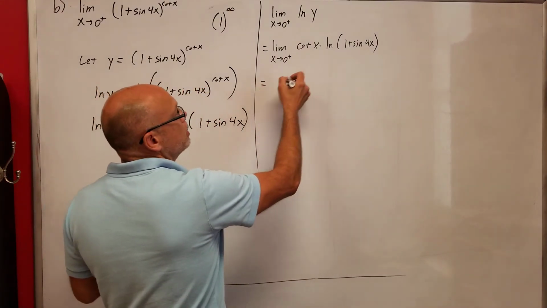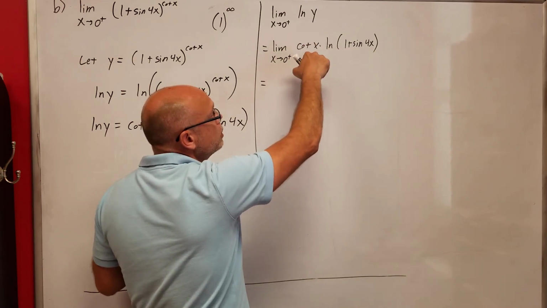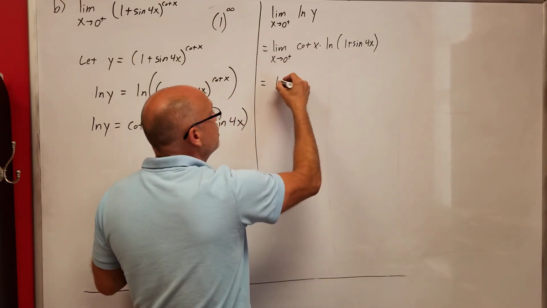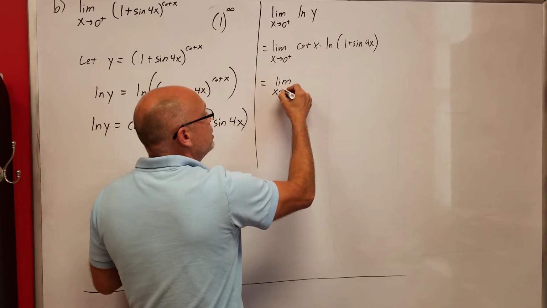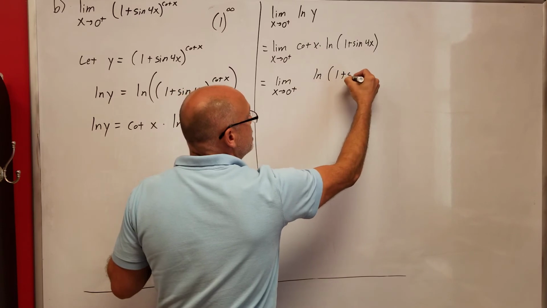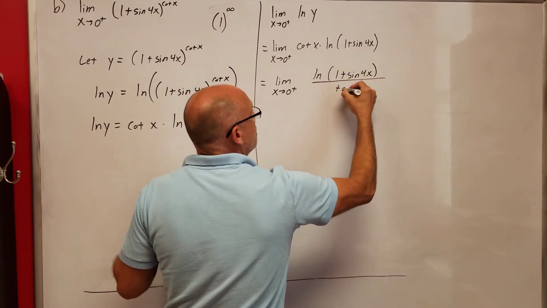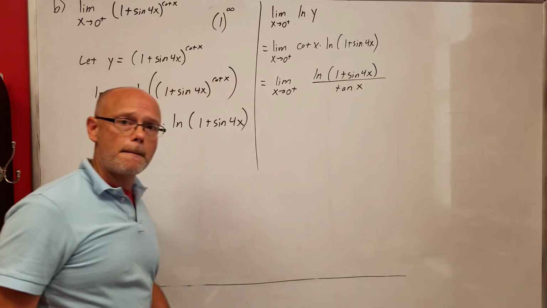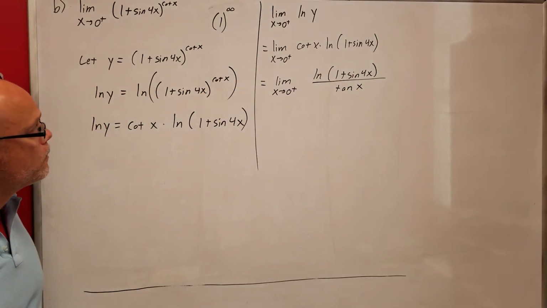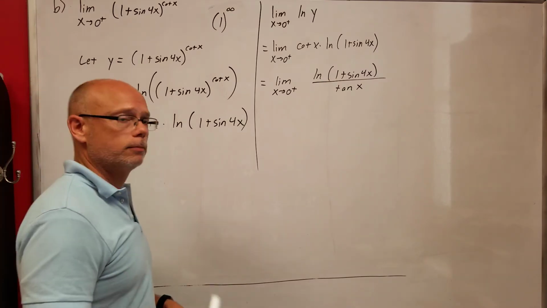Well, I don't know about y'all, but I like to think of this as 1 over tangent. And if this is 1 over tangent times this stuff, I could say limit as x approaches 0 from the right of natural log of 1 plus the sine of 4x over the tangent of x. Let me figure out what I got going on now.